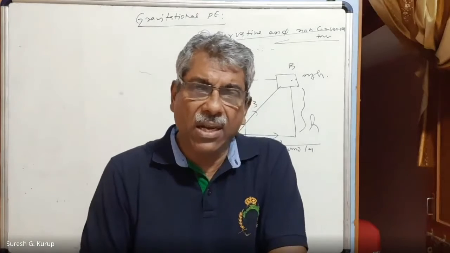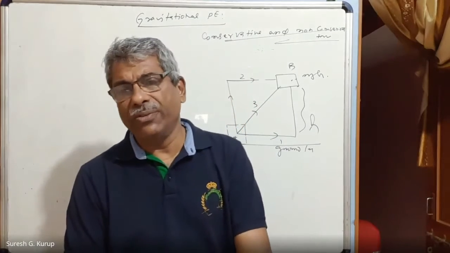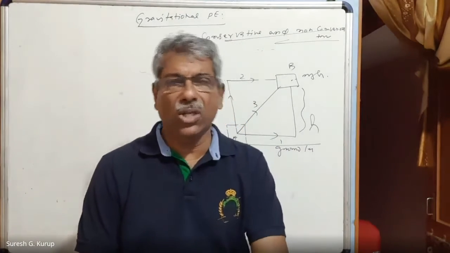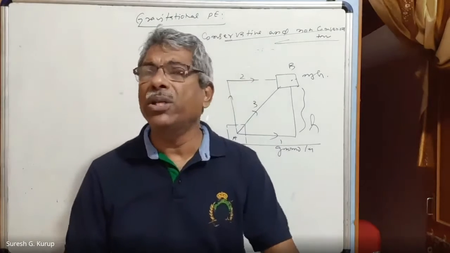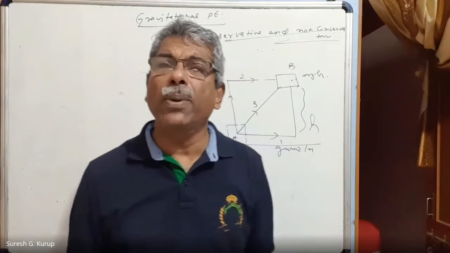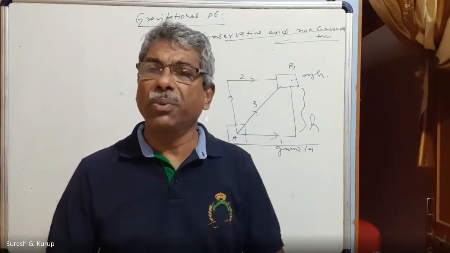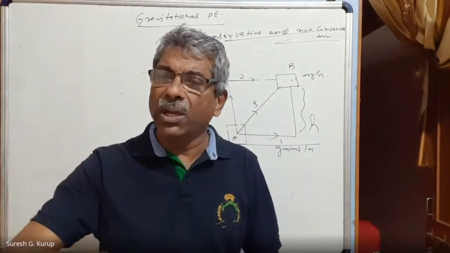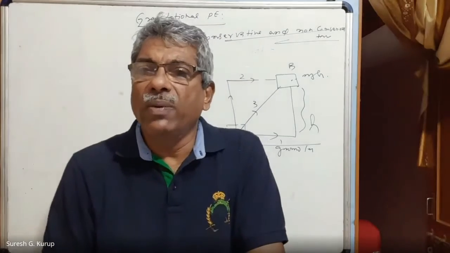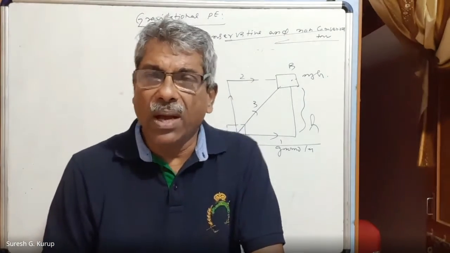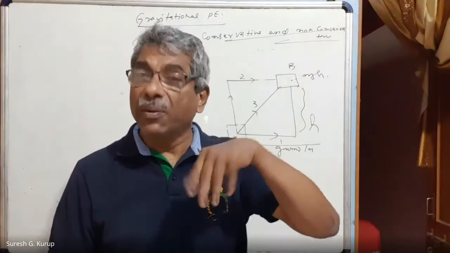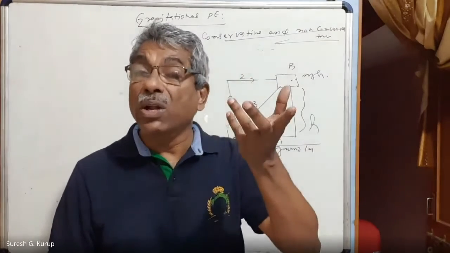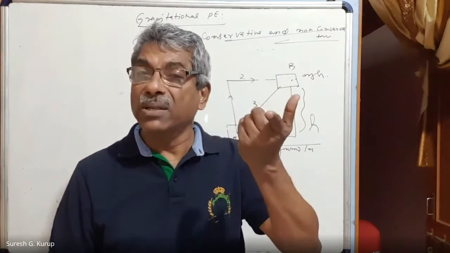Then, as I said, gravitational force is a conservative force. Electrostatic force is a conservative force, because the work done by all these forces does not depend on the path followed by the body. And also, the work done by these forces to take the body in a closed path is always equal to 0. As I said, to lift a body, we have to expend our own energy, which can be taken as equal to minus mgh.